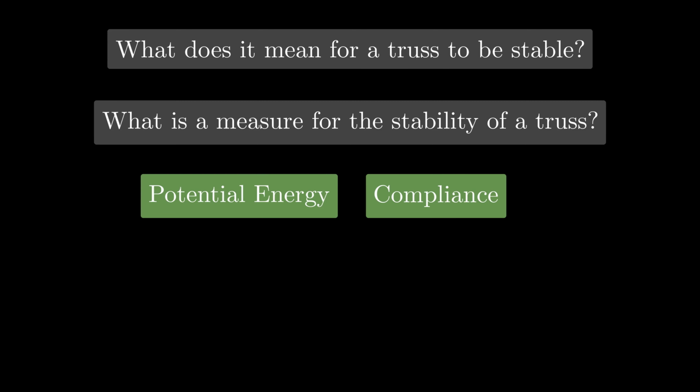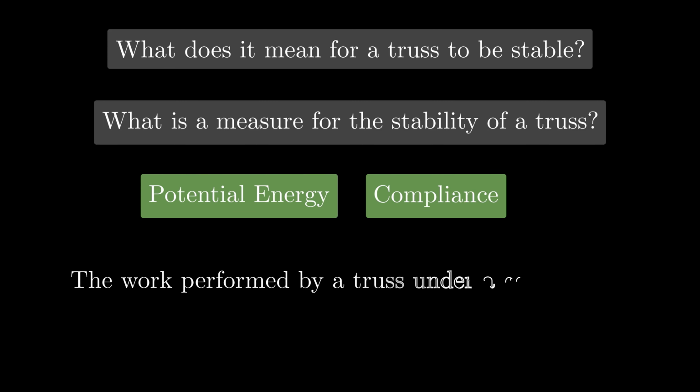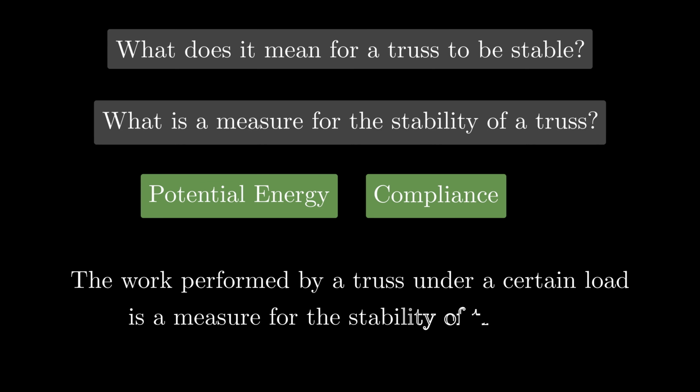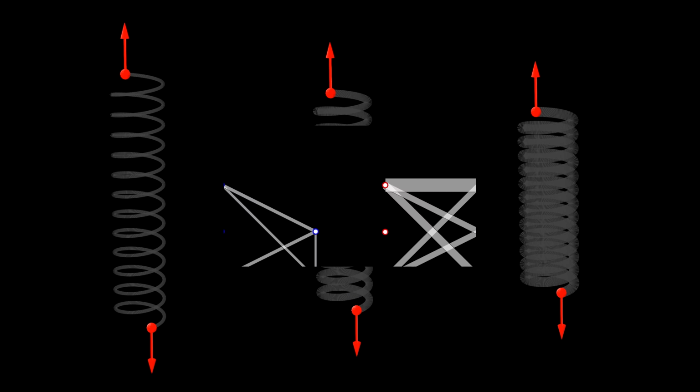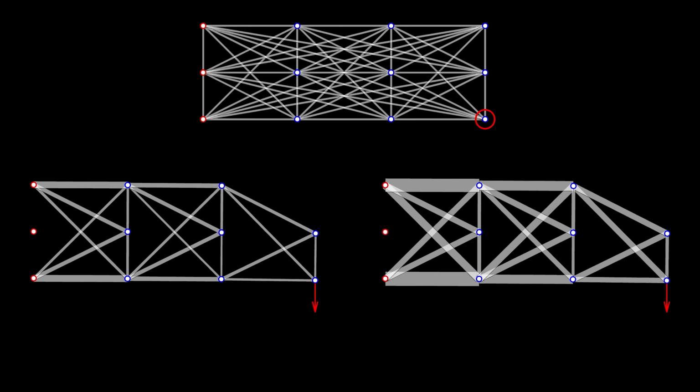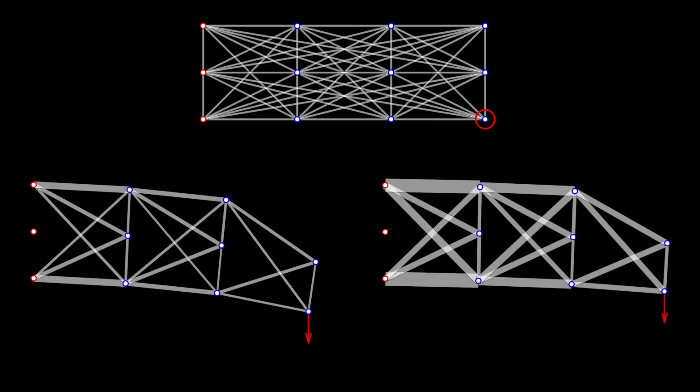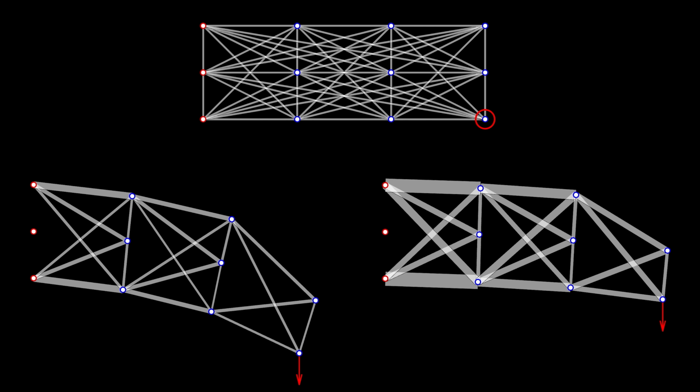So in simple terms, we can say that the work performed by a truss under a certain load is a measure for the stability of the truss. Just as a spring is considered as stable if it does not stretch too much under the influence of certain forces, a truss is considered as stable if it undergoes small deformations when certain forces are applied to it.